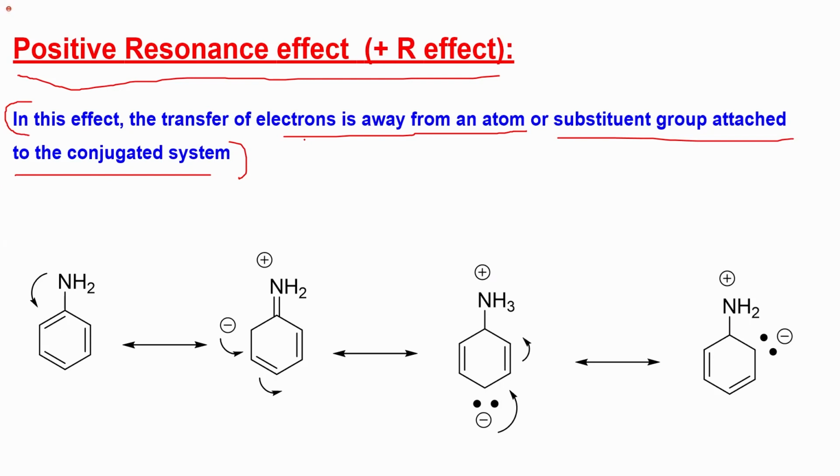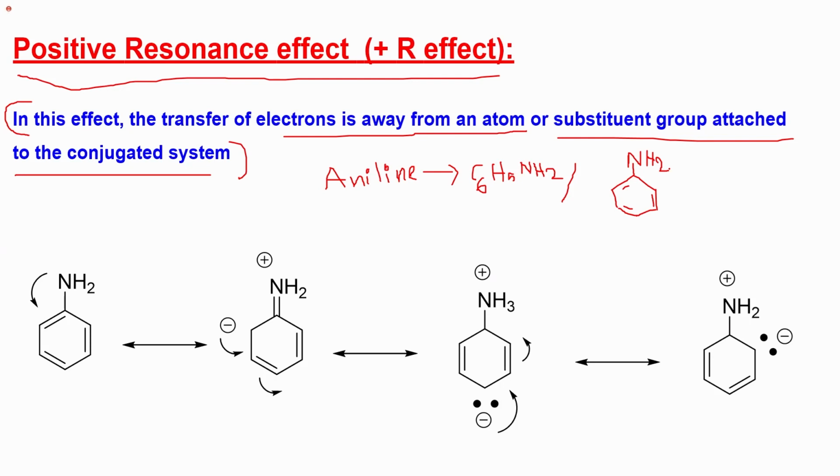Now we have a system. I bring one example where it is clearly shown how it works. Now, if you see the NH2 group here, this is called aniline. A simple example is aniline, with formula C6H5NH2, and the structure looks like this. I bring this example to show how the positive resonance effect works in this molecule. So positive resonance means the electron is away from an atom or substituent group attached to the conjugated system.